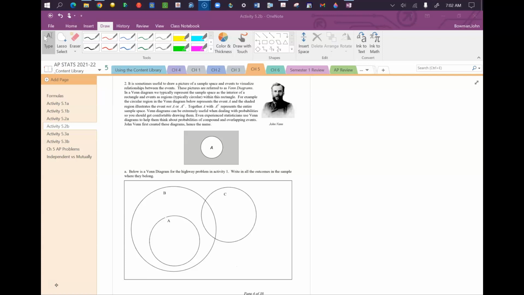These were discovered, or I don't know if that's the right word, but developed by a Dutch mathematician named John Venn.